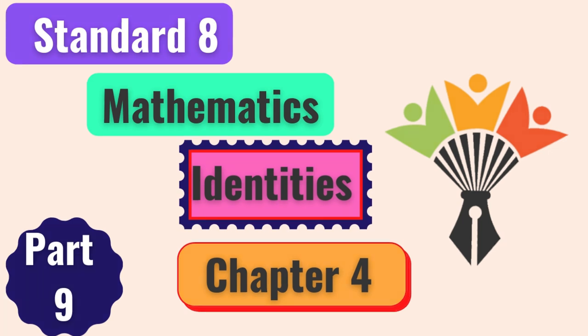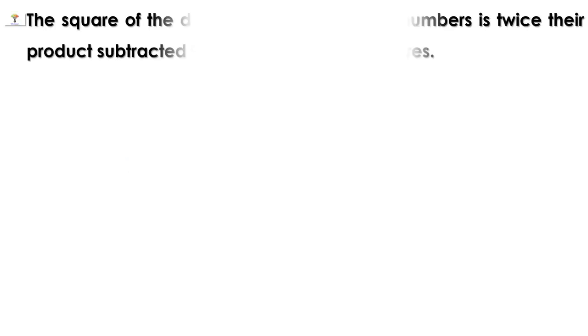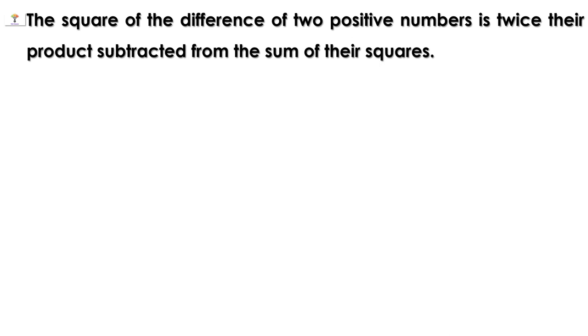Welcome to Maths Companion. Let us recall what we have learned in the last video. The square of the difference of two positive numbers is twice the product subtracted from the sum of the squares, or (a − b)² = a² − 2ab + b².